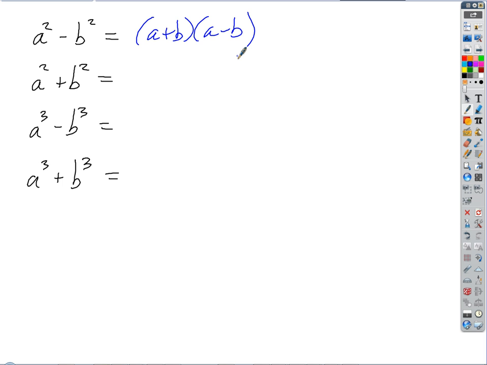Okay, second one. What do you think? Ellie, remember that one? Oh, so A squared plus B squared. Good. Yeah. A squared. That one doesn't change. Very good. That's the tricky one.